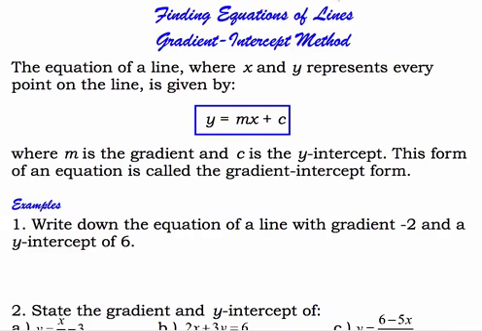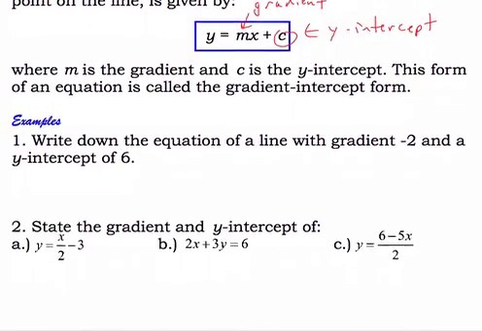Known as slope-intercept form of the equation of a line. Okay, so the form is y equals mx plus c. You might have seen it as mx plus b, where m is the gradient and c is the y-intercept. Okay, so we're going to look at a couple of examples.